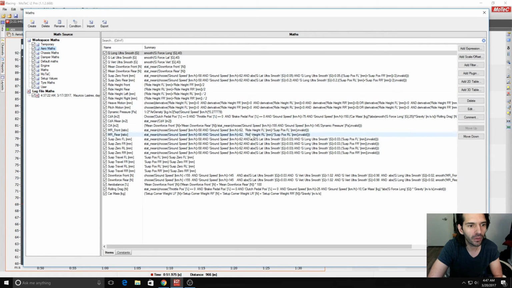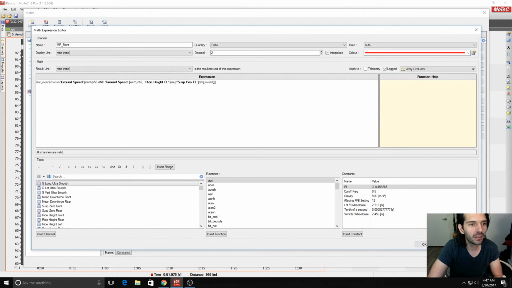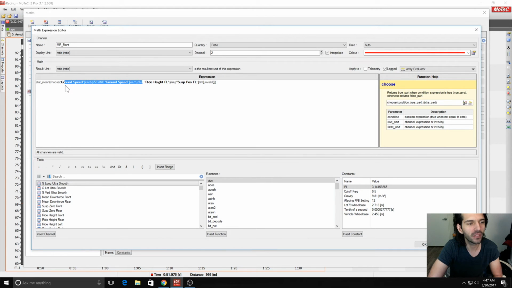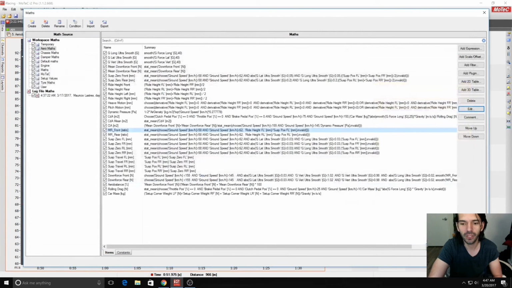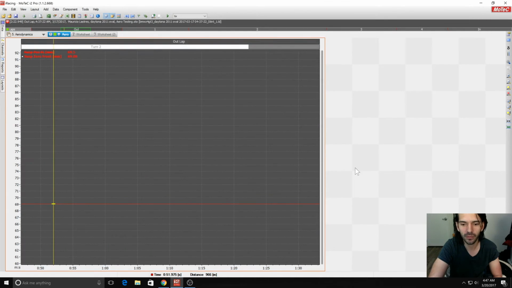So motion ratio I have here, MR front, and the motion ratio again is just calculated at the speed of 60. So that's the other thing that I was calculating at 60 kilometers per hour, which was the motion ratio. So that's going to take the ride height and divide it by the suspension position, and then that gives us our motion ratio. And they did come out correct, because I have been comparing this data to some real life data that I have access to, and the numbers do come out very reasonable.